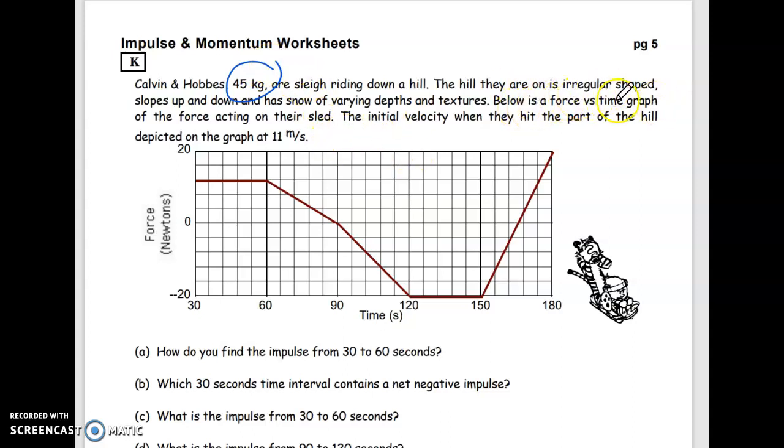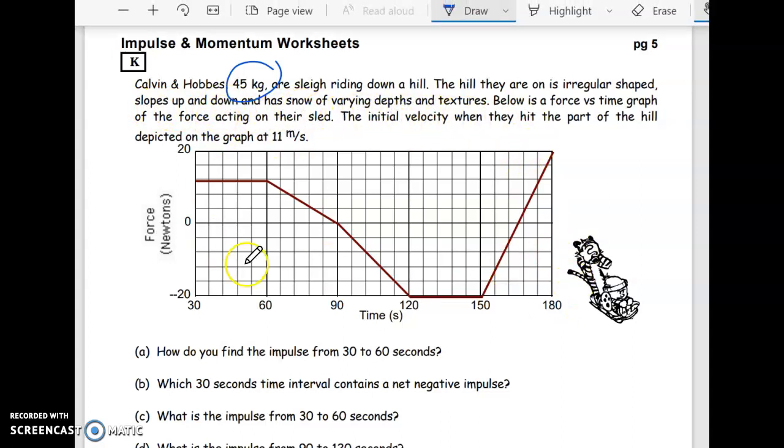They're riding down the hill. The hill that they're on is irregular. It slopes up and down and has snow of varying depths and textures. So this is the graph that's based on their force and the time duration. It does say that the initial velocity when they hit the part of the hill depicted on the graph is 11 meters per second. So it does tell us their initial velocity to start off with.